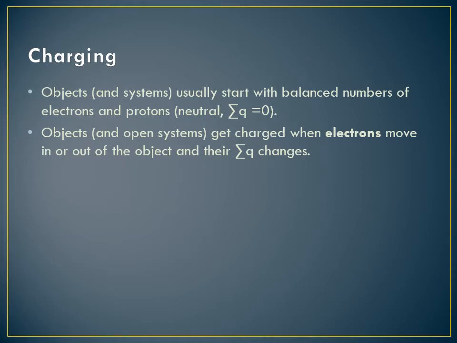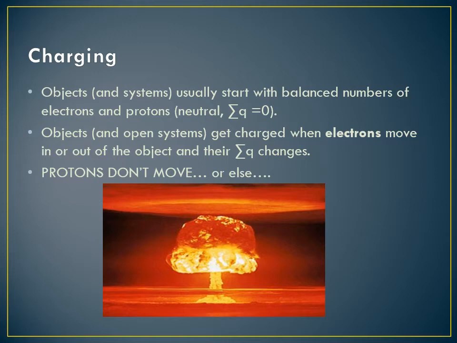There are ways, however, to move charges from one object to another, always by moving electrons, because protons cannot move. So when you move electrons, an object's sigma q is going to be changing. If you lose electrons, you're going to become positive, and if you gain electrons, you're going to become negative. Just a reminder, we can't move protons during this charging process, because moving protons would cause a nuclear explosion in the object that you're charging.